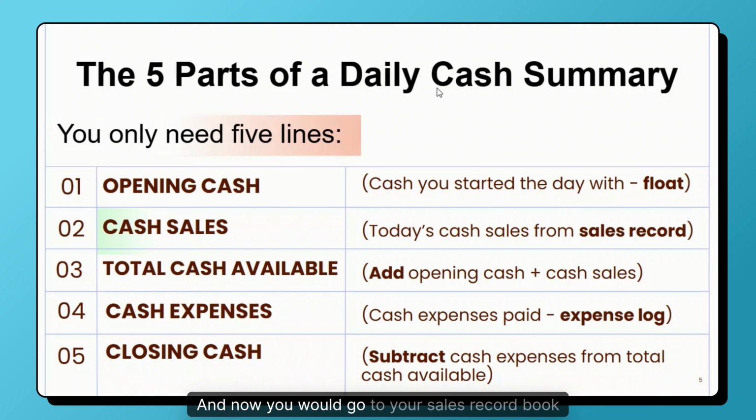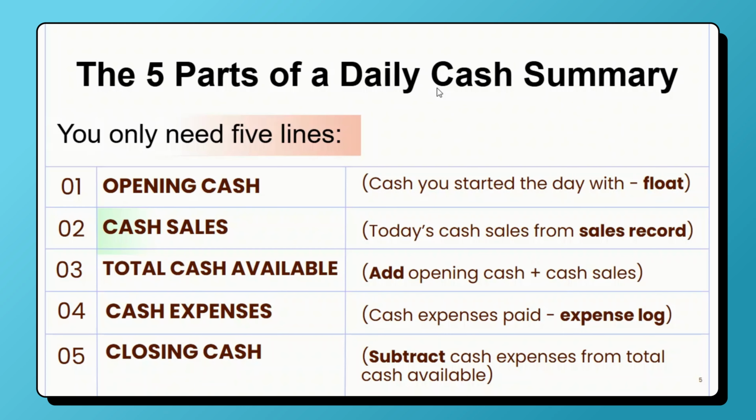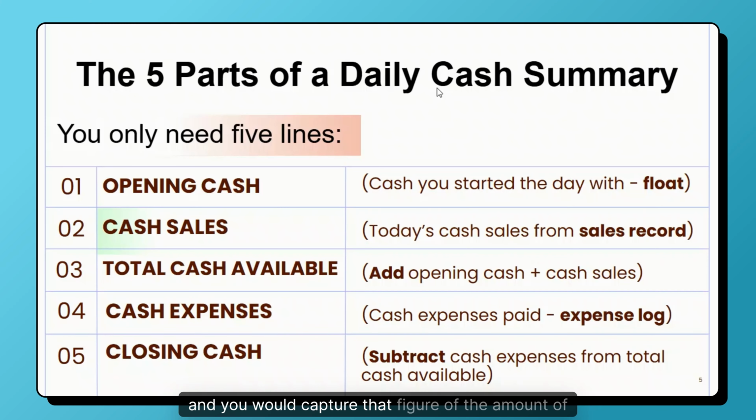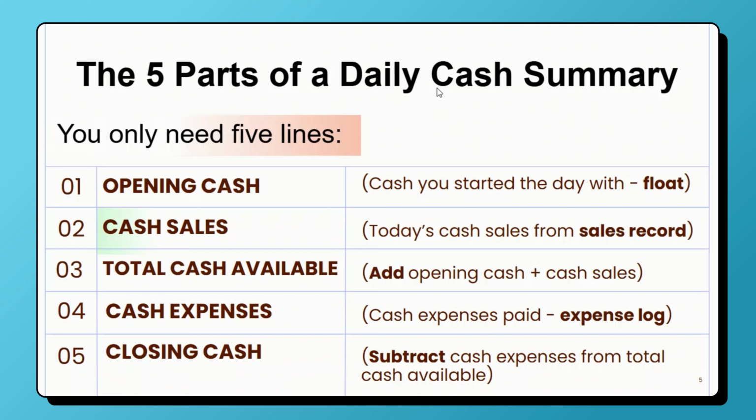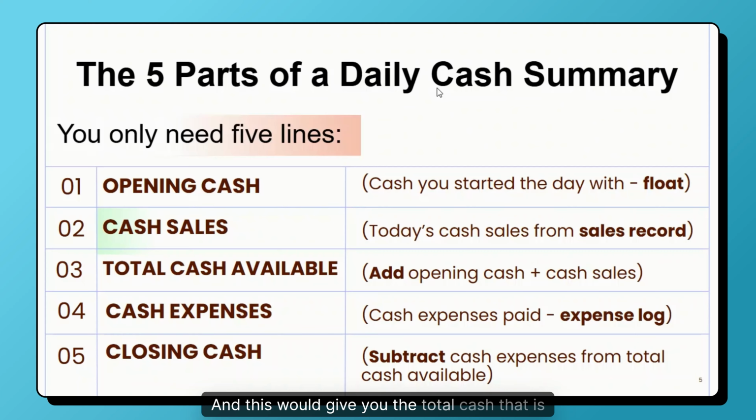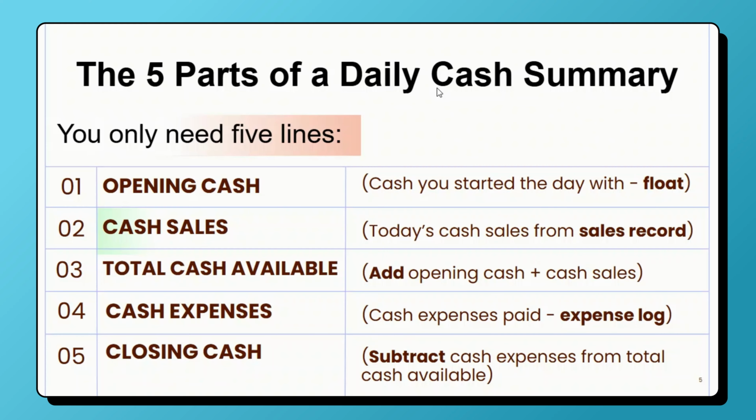Now you would go to your sales record book and capture the figure of the amount of cash sales that you have made for the day. Line number 3, total cash available. This would be to add your opening cash plus your cash sales, and this would give you the total cash that is available. During the day, you would have made some payments.